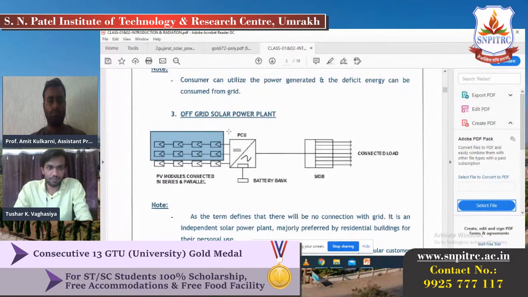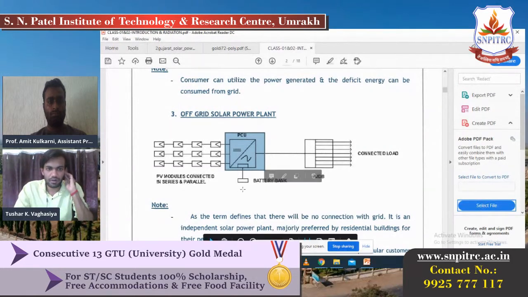So here is the PCU. It means power control unit. The power control unit controls the power, and it matches the frequency on the load side as well as the DC side and the AC side, right? So it's taking the power from the battery as well as the solar module. It's an off-grid solar power plant, right?